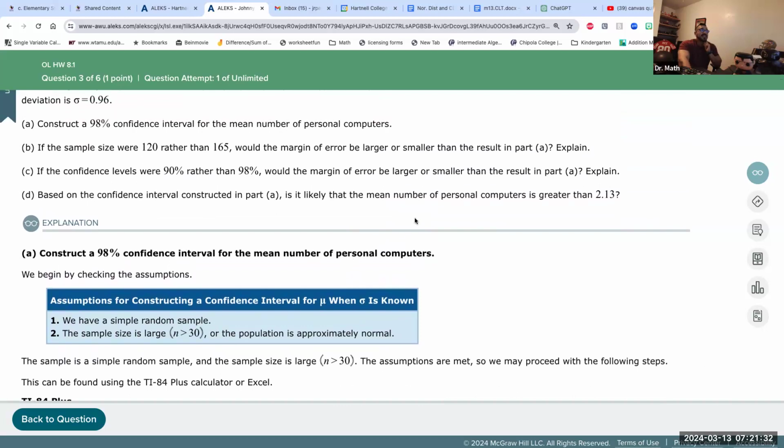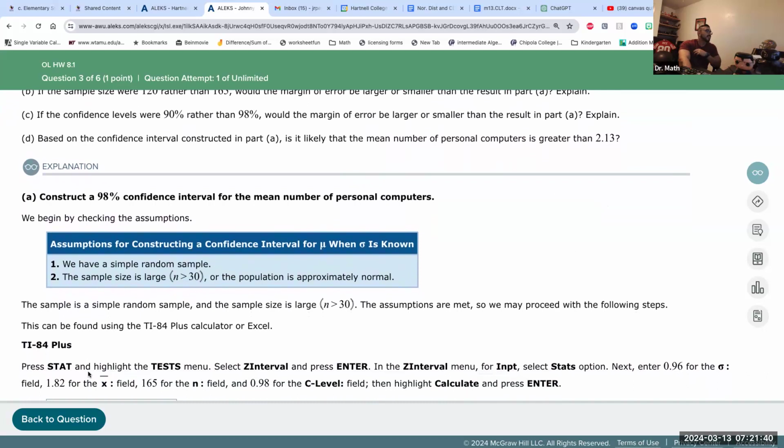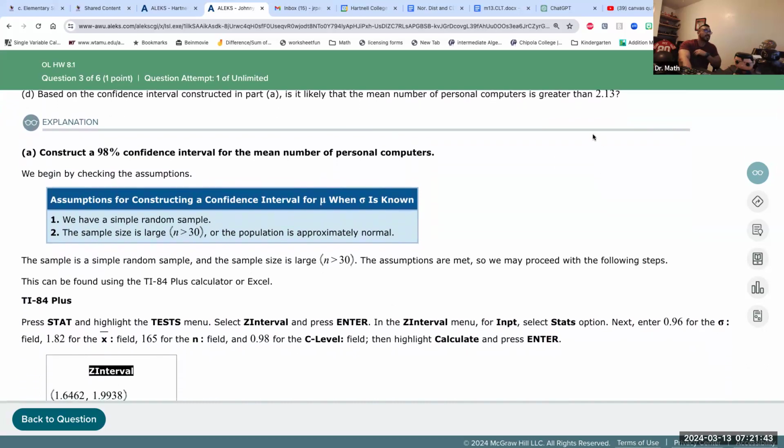But they're trying to say, hey, is it likely that our answer is going to be greater than 2.13? Well, 2.13 isn't even inside of this range, right? 2.13, what they're asking us for, is outside of this range. So we're saying, hey, the mean is really likely, this thing's going to work 98 times out of 100, our population mean is going to be in here. And now they're asking us, do you think it's likely that it's going to be above that? So we're going to say no, because this is nowhere inside of our range. All right, so I hope that helps out.